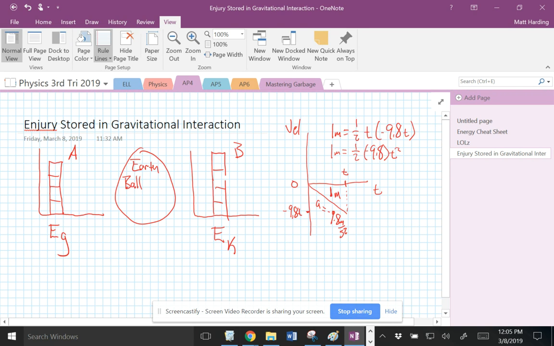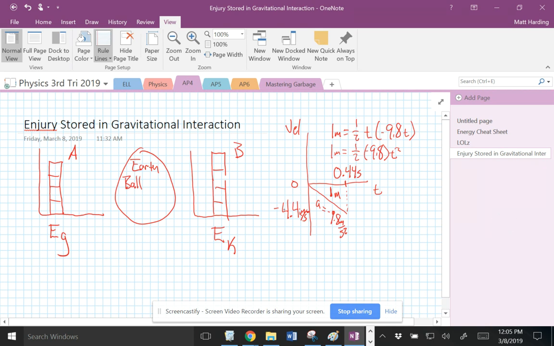What's the square root of 0.2? 0.44. Okay, so there we go. So it's 0.44 seconds. That means this velocity is going to be somewhere in the ballpark of 4.4 meters per second, but negative. Okay? Algebraically, you cool with what I'm saying here?